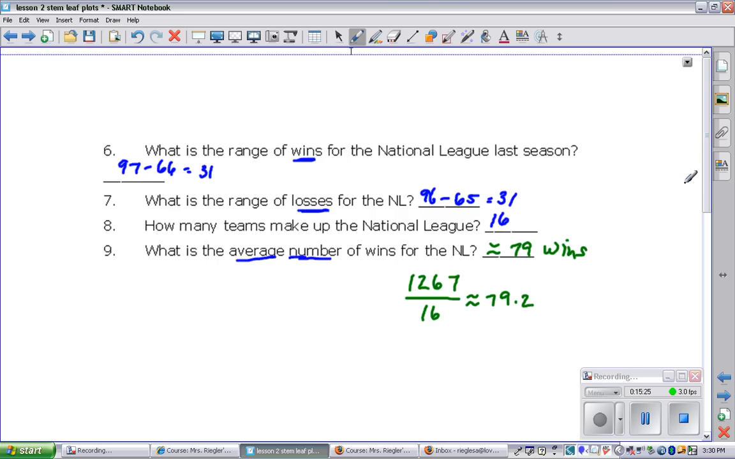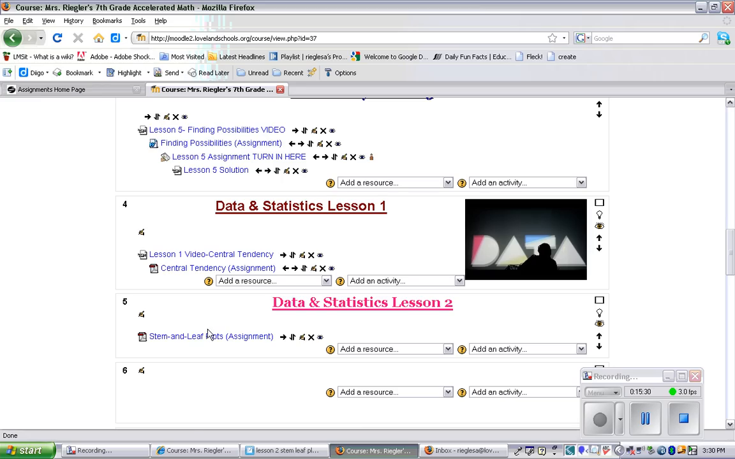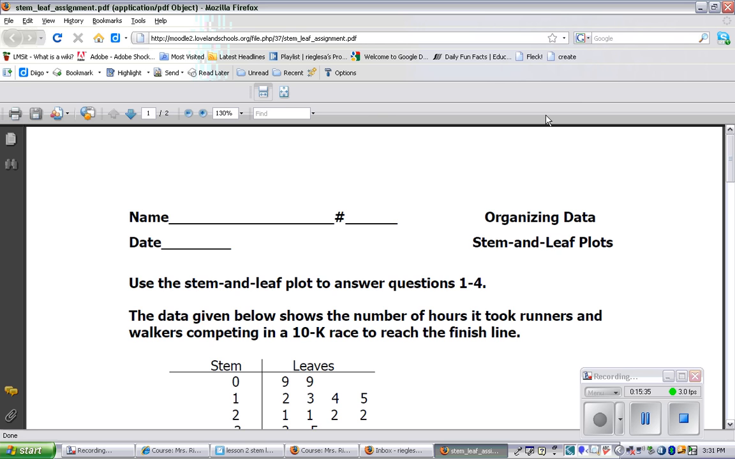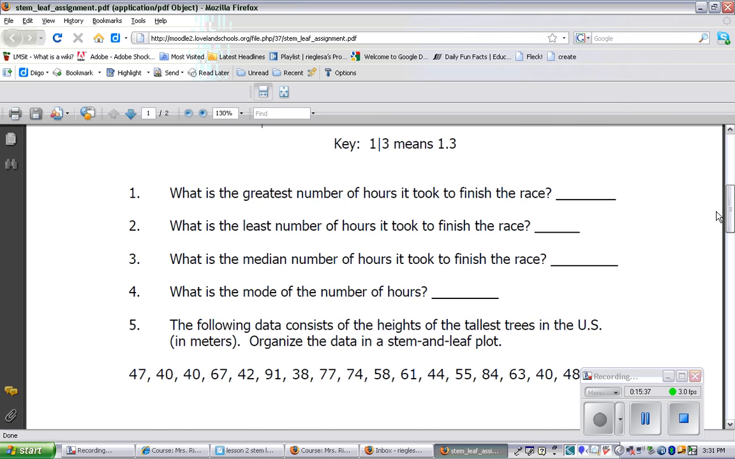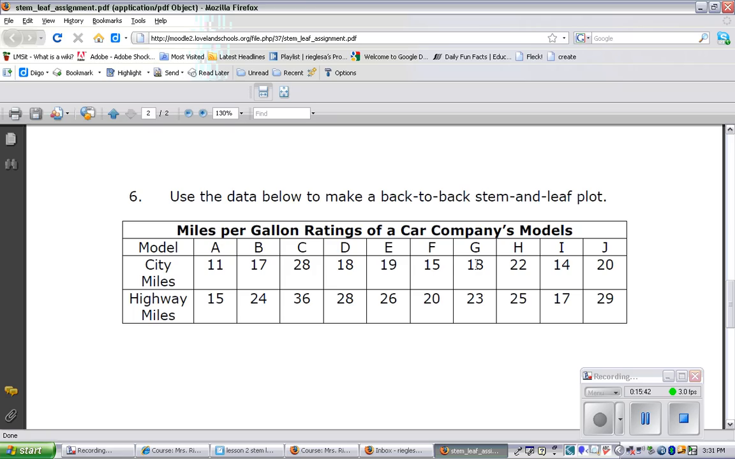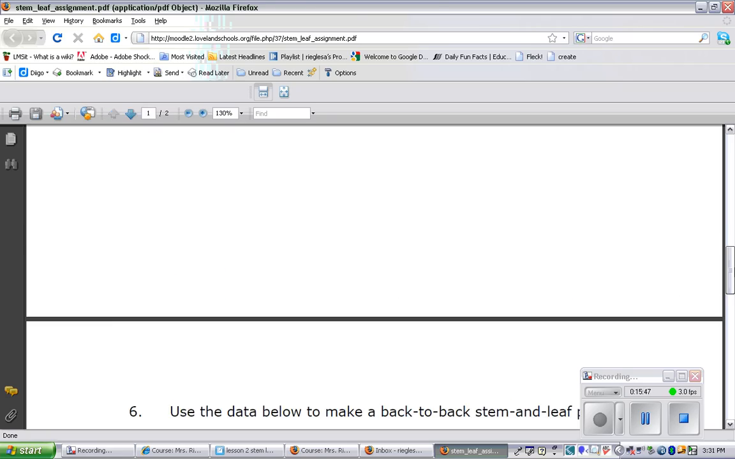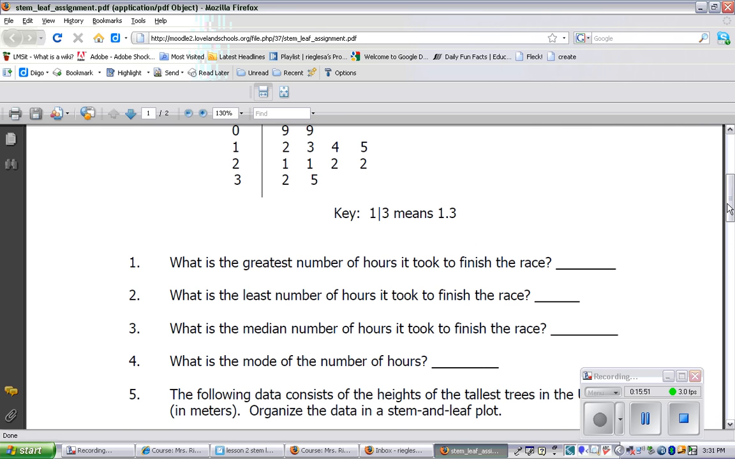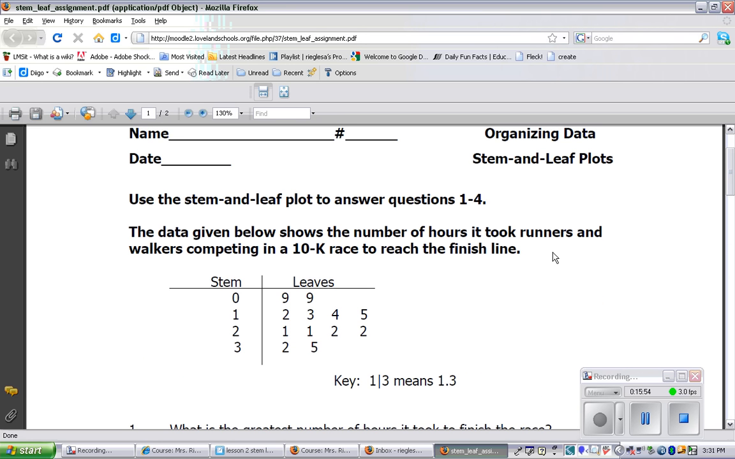So next, you need to go back to your Moodle page, and you should click on the stem and leaf plot assignment. When that opens up, that'll be your practice on this particular part. You will be making a stem and leaf plot, and you will be making a back-to-back stem and leaf plot. So you're going to have to take what you just learned and apply it and create your own stem and leaf plot based on that data. So make sure you look at the key, and good luck. Let me know if you have any questions. Make sure you give a key on all your stem and leaf plots too.